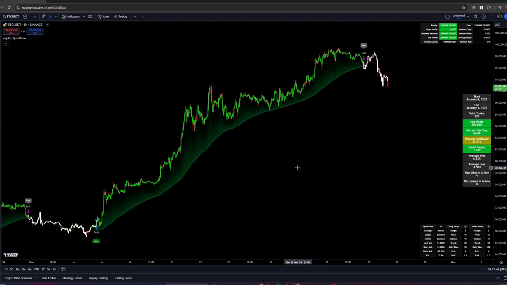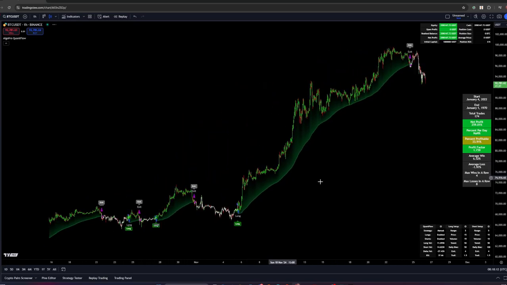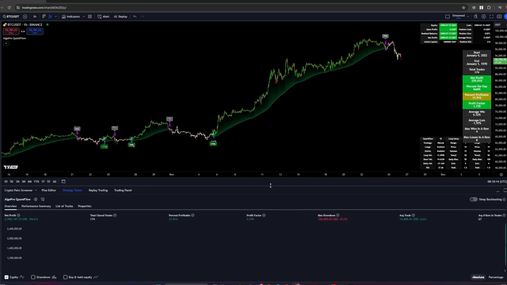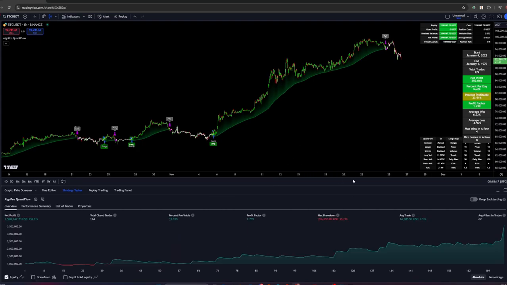Now, the main goal of QuantFlow is to find good long or short opportunities in the market when the price action is in your favor, while avoiding false signals and getting chopped up in the process. Now we're on Bitcoin on the 1 hour here. If you look through some of the signals, we'll pull up the strategy tester here. And you can see on default settings, the signals aren't that bad. 259% net profit at a 33% win rate and a 1.7 profit factor.